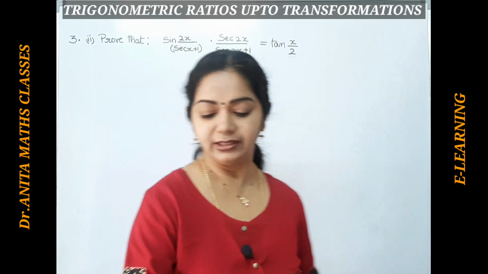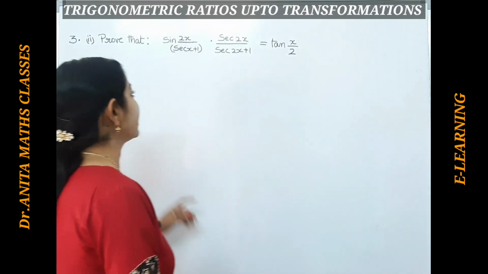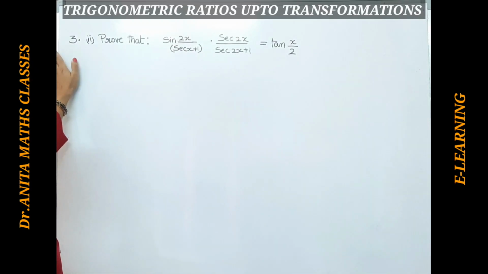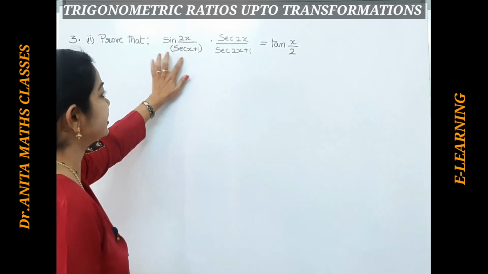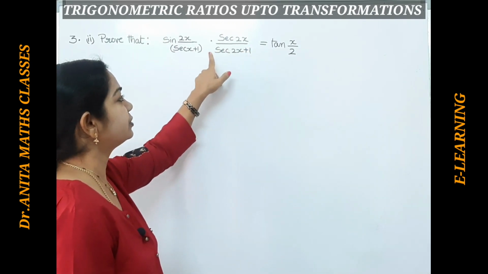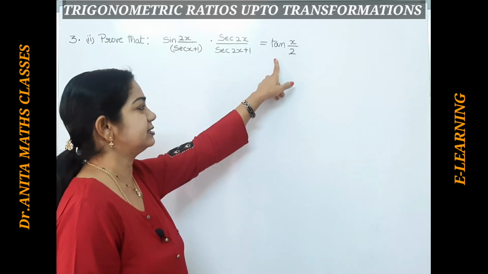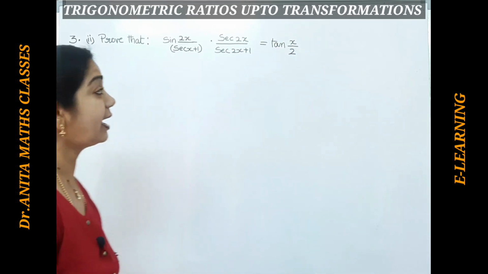We will be continuing the exercise 6D. I have stopped till the third bit, first problem. Now the third bit, second problem. Prove that sin 2x by (sec x + 1) times sec 2x by (sec 2x + 1) is equal to tan x by 2.